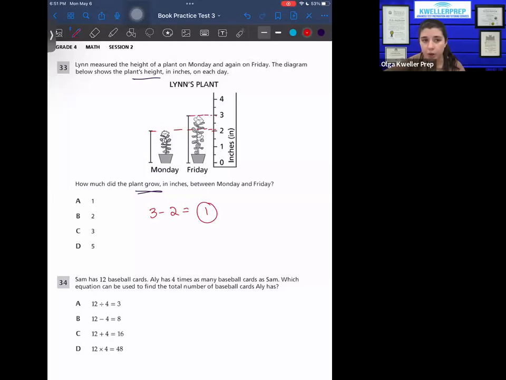So pretty easy, right? All we have to do is subtract. 3 minus 2 is 1. Another way to do this is just say, well, how many inches do I have to go from 2 to 3? It's just 1. It's the same exact idea as subtracting.